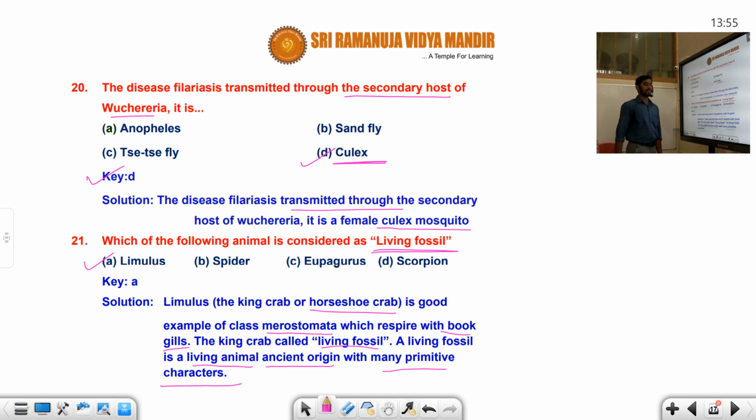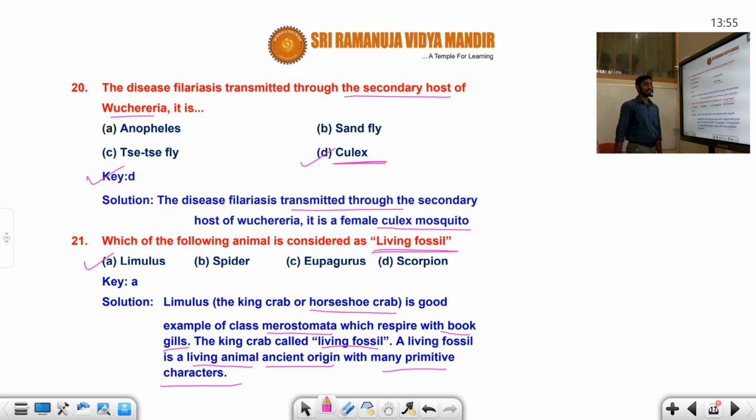So we are already seeing this type, which we also discussed in the classroom itself. What are the primitive factors or characters? For example, the exoskeleton, the external morphology, the internal morphology and their habitat. These are the common examples for the primitive characters.